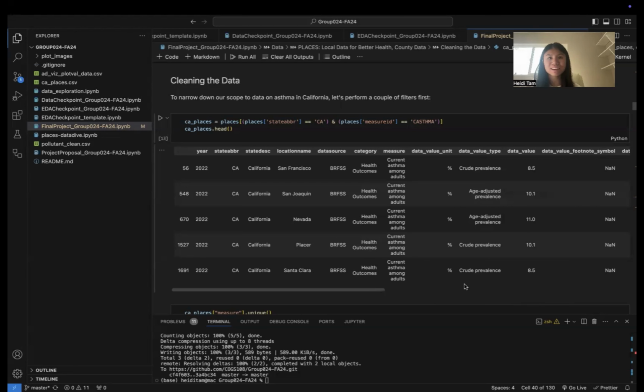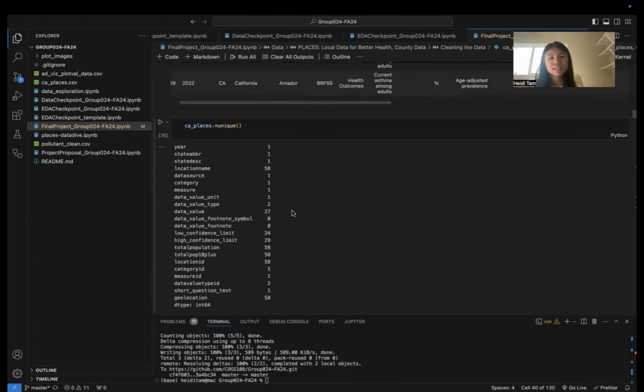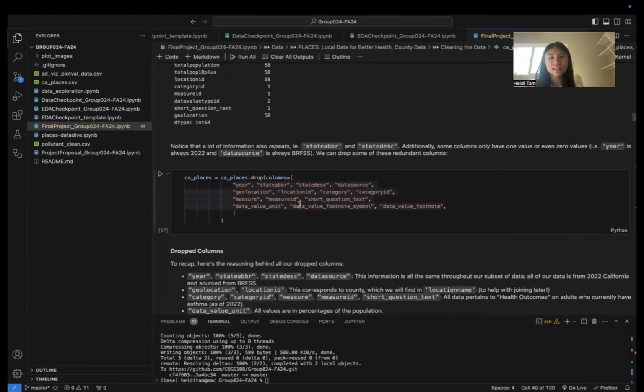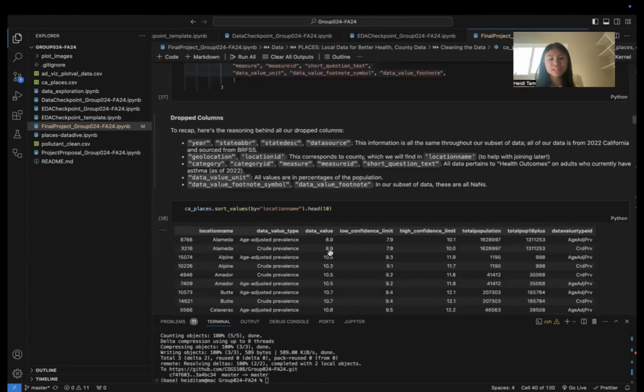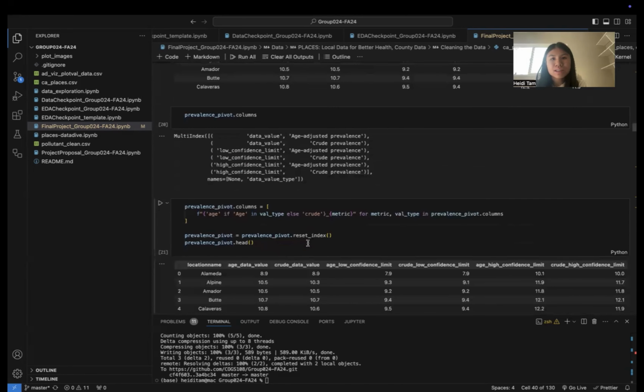After loading in the PLACES county health data, we filtered for results only in California with the measure ID of CASTHMA, current asthma. We also saw that a lot of information repeats, such as state abbreviation and state description. Some columns only have one value or even zero values. To avoid redundant information and columns that only consisted of NaNs, we dropped these columns. Lastly, we had to ensure that each county represents one row or observation in our data. So we created a pivot table and merged it with select columns from the original data frame, California PLACES.